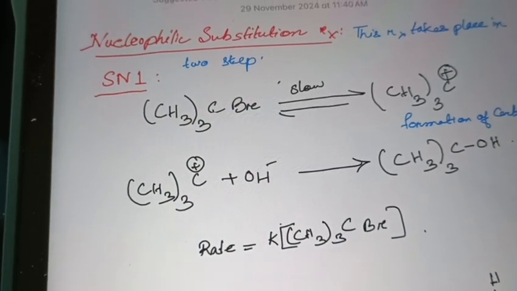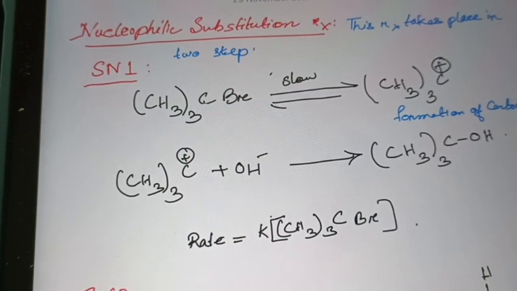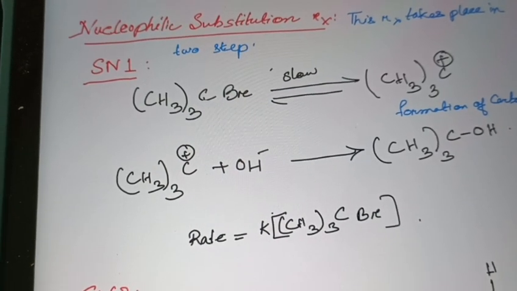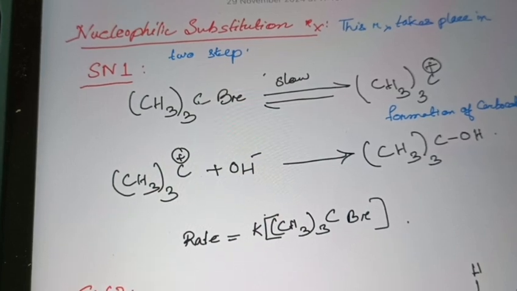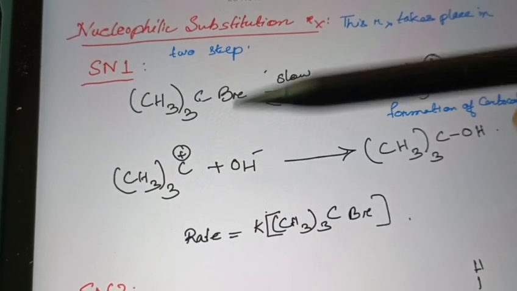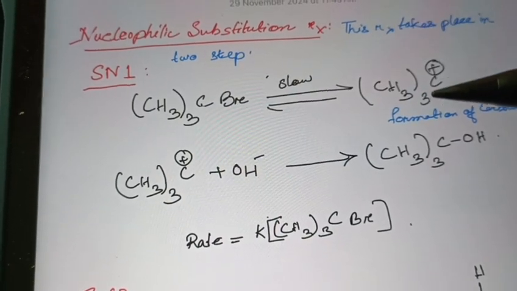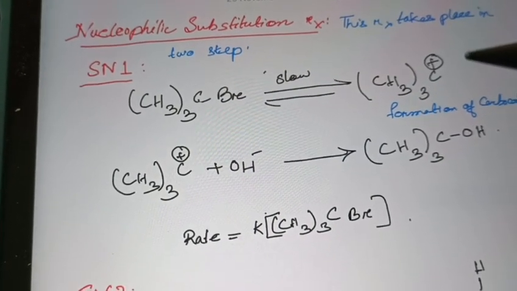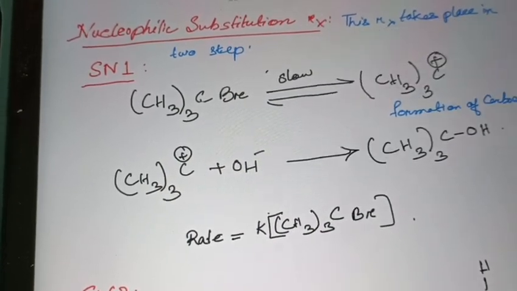Hi all, today we are going to discuss nucleophilic substitution reaction. This is a substitution reaction where a nucleophile will be attacking the alkyl halide. In this case, the halogens will be the leaving group. Nucleophilic substitution reaction takes place in two forms, that is SN1 and SN2.